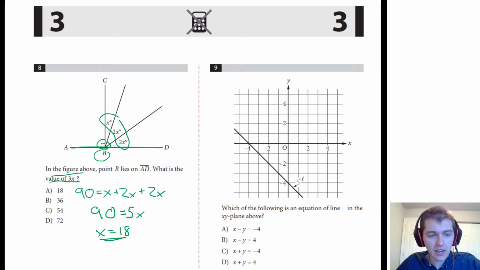That means that x is equal to 18. Remember, go back to the problem. What are they asking for? They're asking for 3x. They even put 18 there as an answer to try to confuse you. Don't fall for it. You need to multiply that by 3, so that means that 3x is equal to 18 times 3, so 15 times 3 plus 3 times 3 will give you 54. 3x is equal to 54, and that is answer C. Go ahead and bubble that one in.